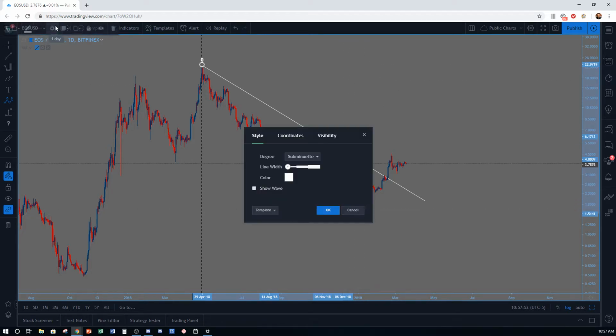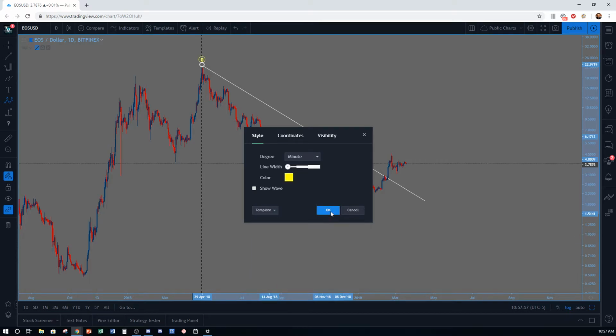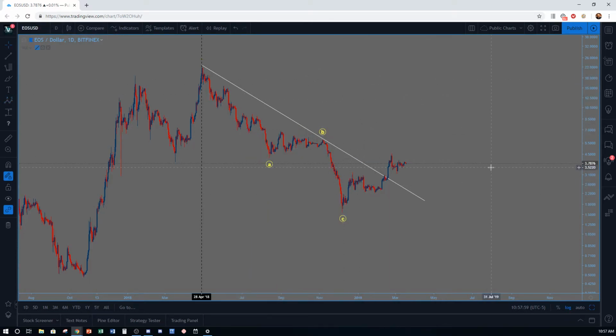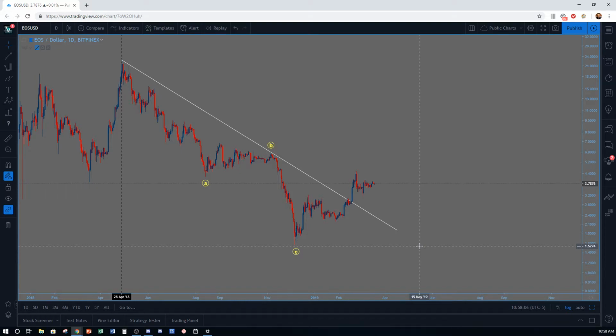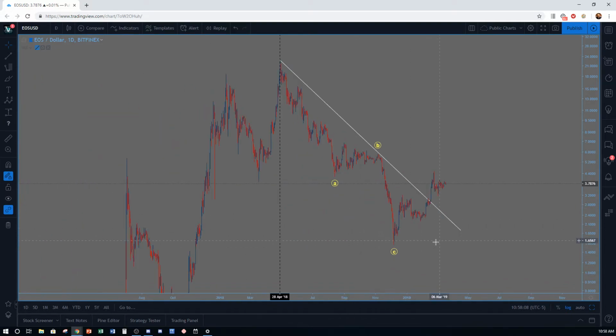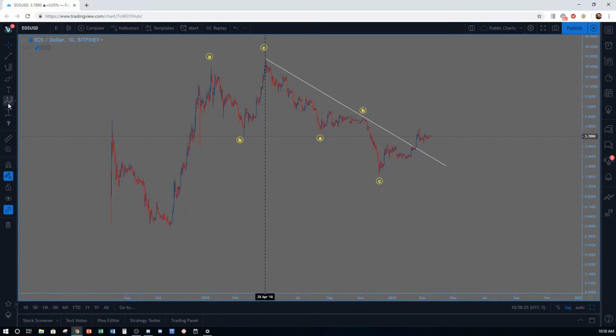This will be the highest degree that we count here. But let's just make it a minute. I think that's pretty simple overall. We've got some kind of ABC here, an ADC behind it. That's correcting this move. Let's talk about that real quick.